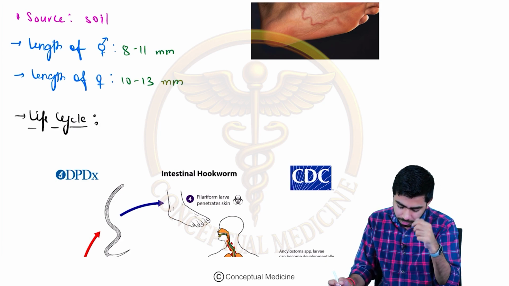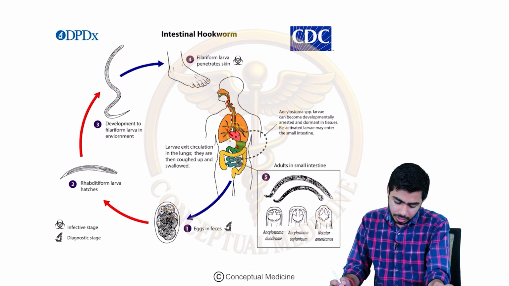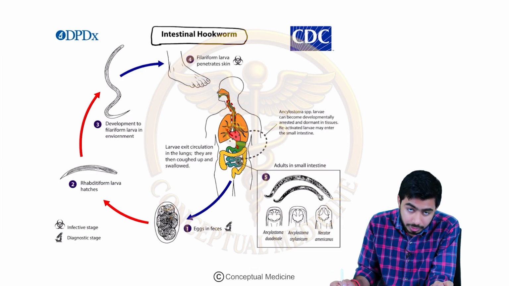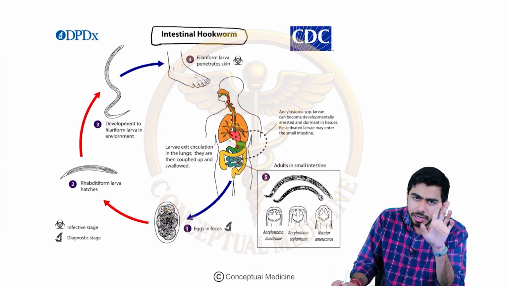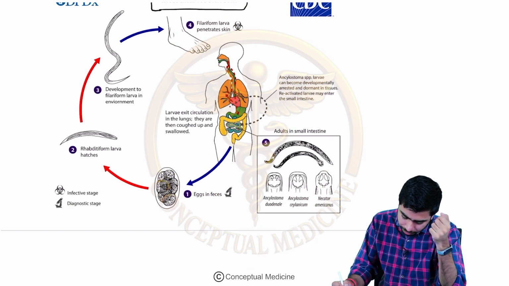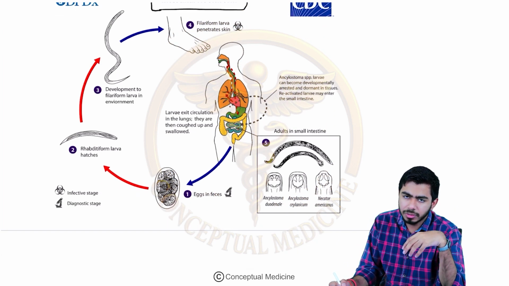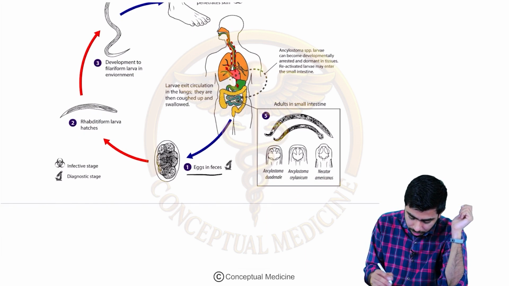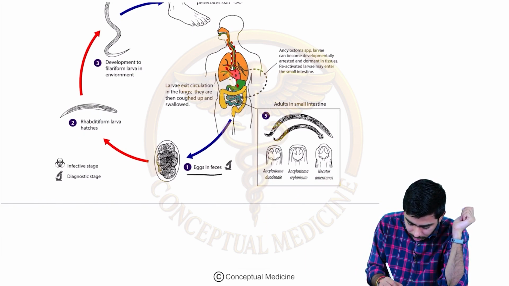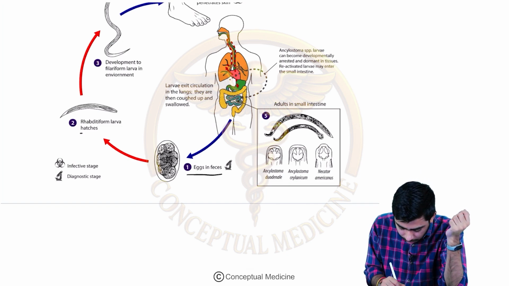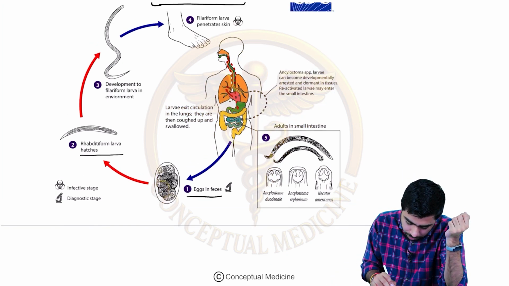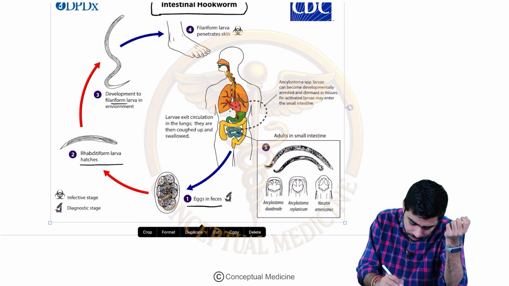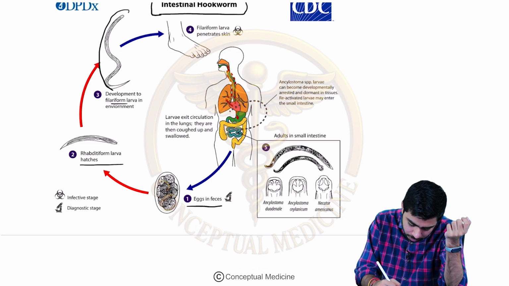So if you talk about the life cycle, here we are seeing this from the CDC guidelines. This is the intestinal hookworm, Ancylostoma duodenale and Necator americanus. First of all, from the intestine, the eggs are coming out in the feces. From the eggs, a rhabditiform larva hatches. After that there is development of the filariform larva, and that much bigger larva is there.